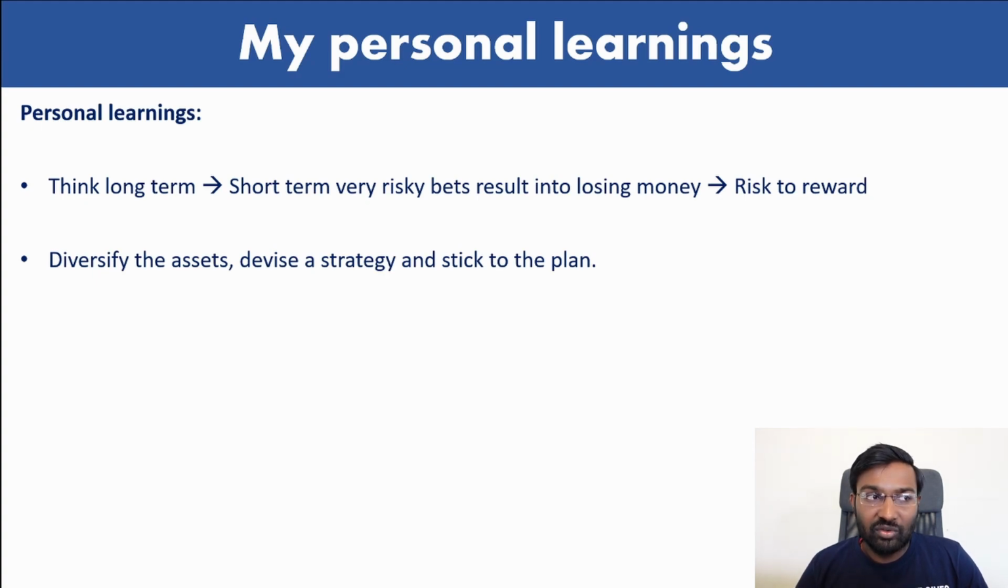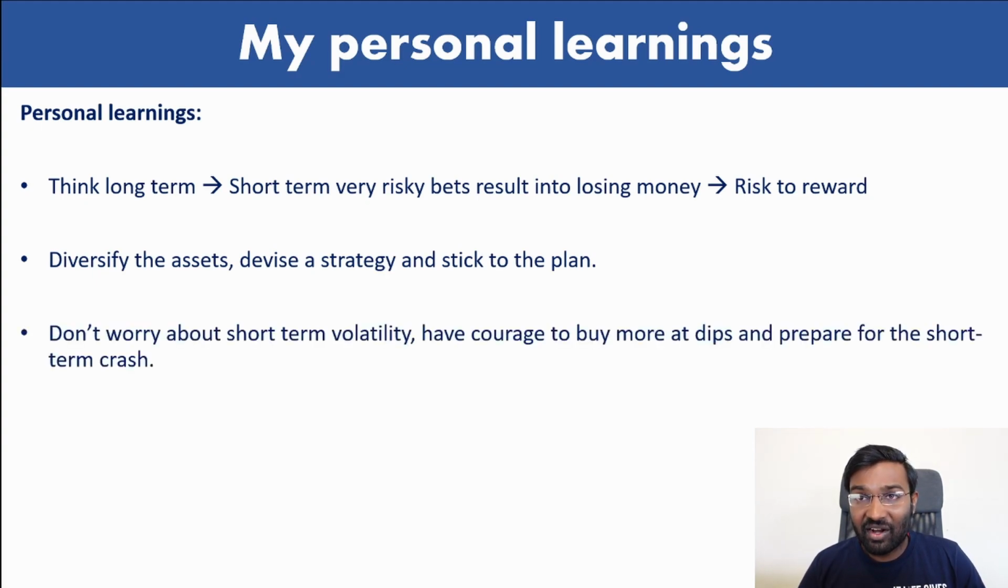And the third one is, don't worry about short-term volatility. Have courage to buy more at dips and prepare for the short-term crash. What do I mean by that? There is always going to be short-term volatility. If you see a fundamentally strong stock fall down, have courage to buy more at dips. If it keeps falling 10%, 20%, buy more. If it's falling 30%, 40%, and you see the stock is fundamentally strong, the price is falling, buy more.